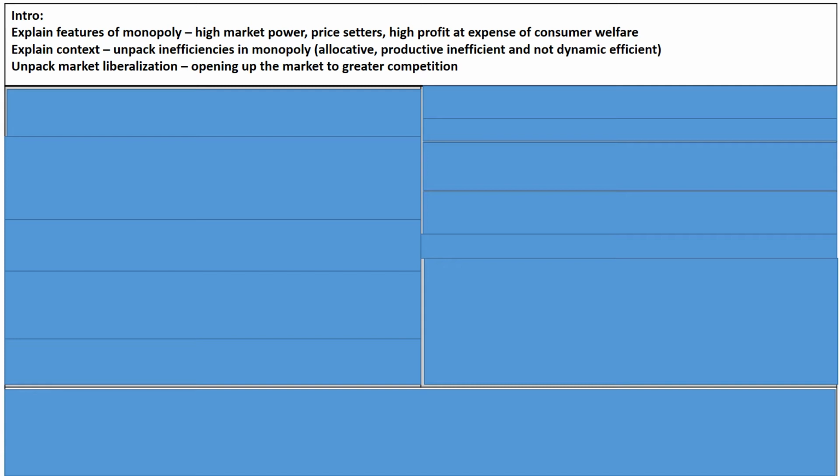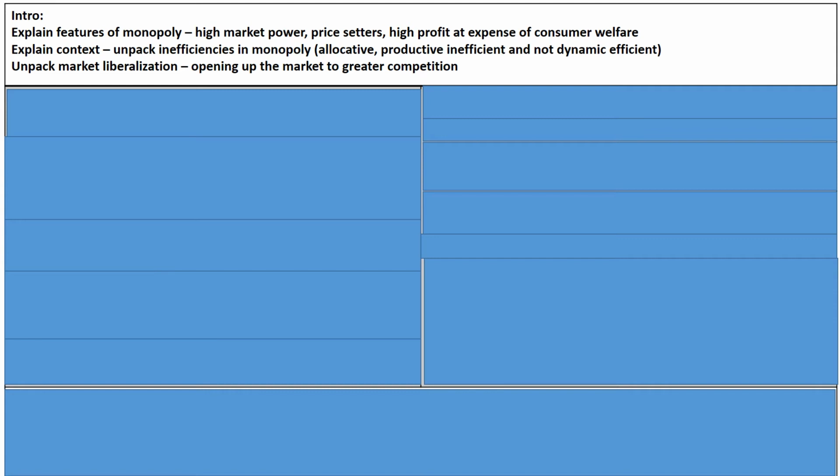Then after that, we want to explain the context, right, of this question, which would mean unpacking inefficiencies in monopoly. So you show the examiner that you understand that inefficiencies relate to allocative and productive inefficiency, or it could also mean that the firm is not dynamically efficient, right? That means they do not constantly innovate and improve on their processes and their products. And lastly, the policy in question is market liberalization. So perhaps you want to give an overview about what market liberalization is, which is the opening up of the market to greater competition. And perhaps you can give a few examples of these policies like deregulation policies, right, to show that understanding of the theory behind that.